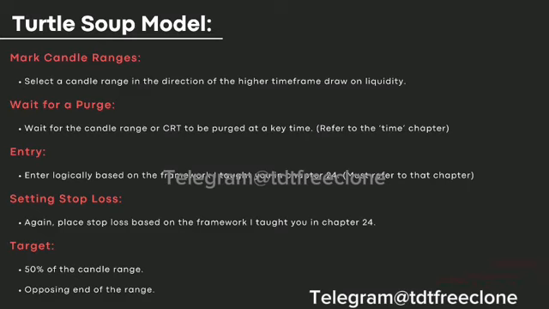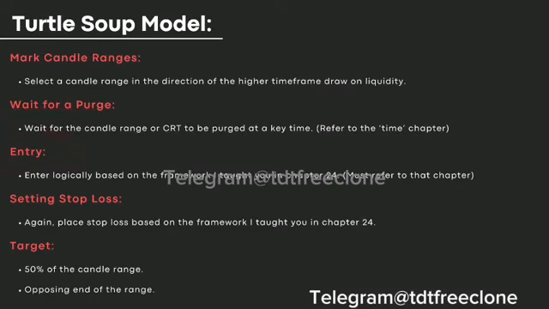After that, the third step is the entry, meaning exactly where you are going to be taking your entry. And once you've done that, the fourth step is setting the stop loss. Again, you're going to do that based on the framework that I showed you in chapter 24. And then last but not least, the simplest and the easiest part is setting your target, which is fairly simple. First of all, you're going to target the 50% of the candle range and then eventually the opposing end of the range, or the opposing end of the CRT.